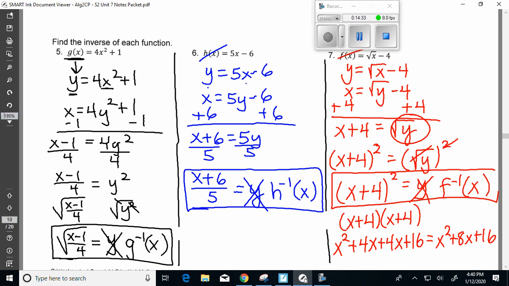So that completes part 1 of the objectives for this section, learning how to rewrite a function into its inverse. So this completes the first objective. Now we'll move on to objective number 2.